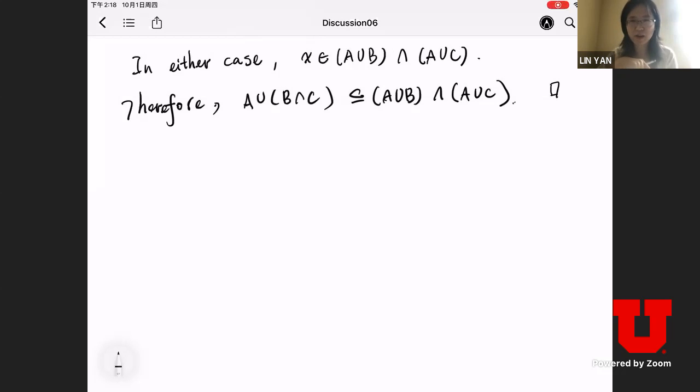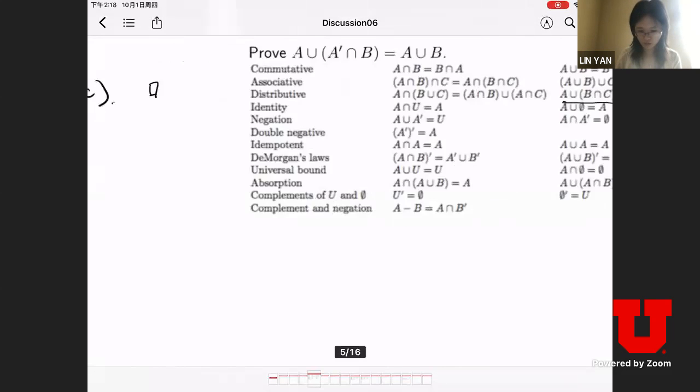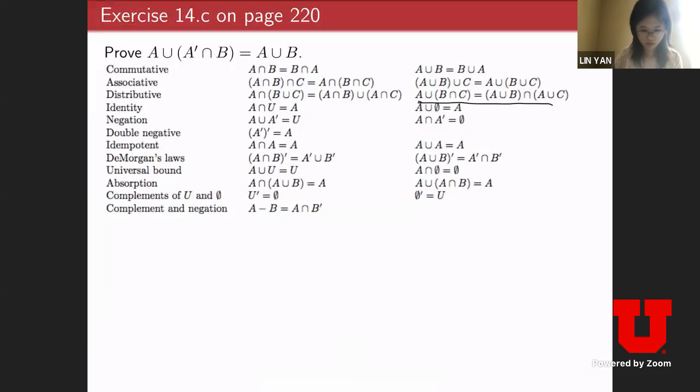Any question about this problem? Okay, let's go to the next question. So prove these set operations using the equivalence table. Let's use 1 minute to think about it, and then we will solve it together.